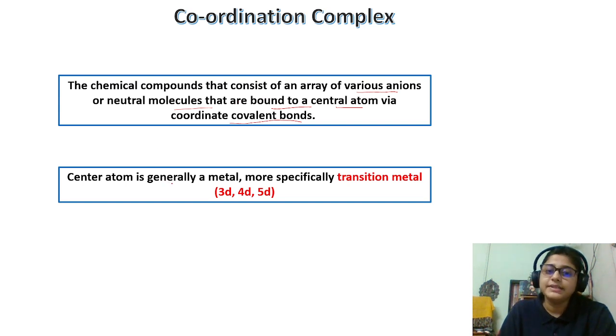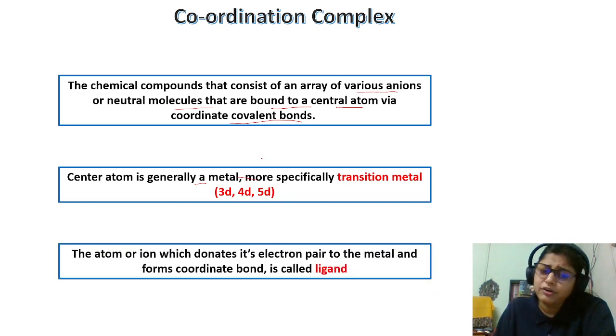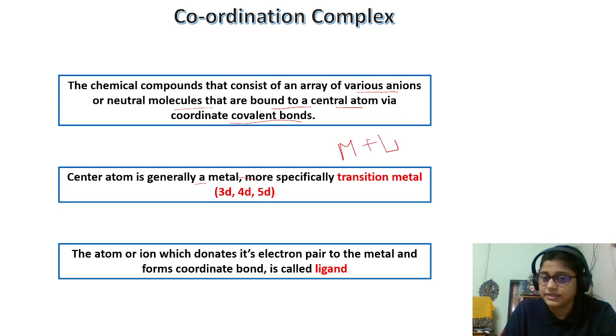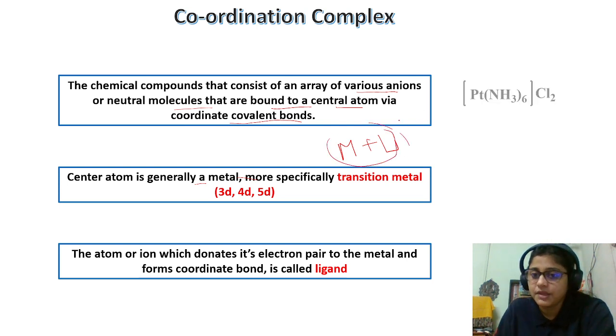The center atom is generally a metal, more specifically a transition metal. What is a transition metal? The 3d, 4d, 5d series of metals, right? The atoms or ions which donate their electron pair to the metal and form a coordinate bond are called ligands. So two things we have read till now: one metal is present and one ligand is present, right? But how they are attaching and what the representation will be, you can see here.